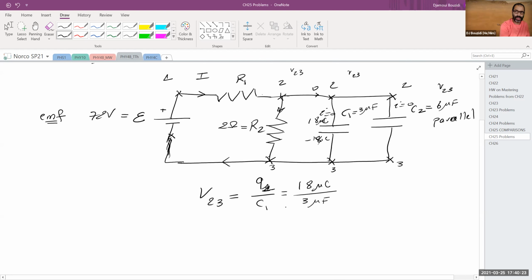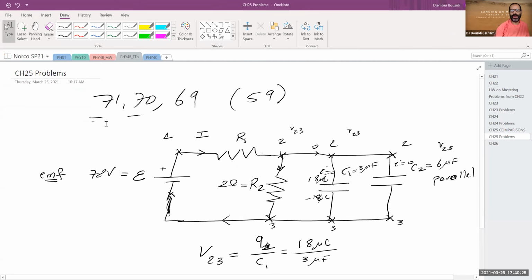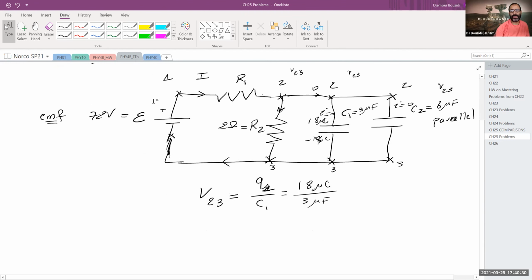For those who came in late, we're doing these problems, okay? We did already 71, so we're talking about problem 70 from chapter 15, okay?